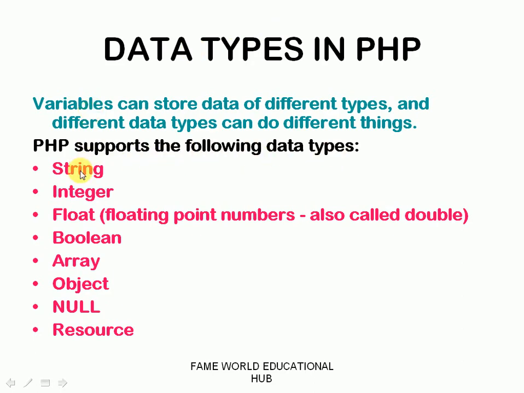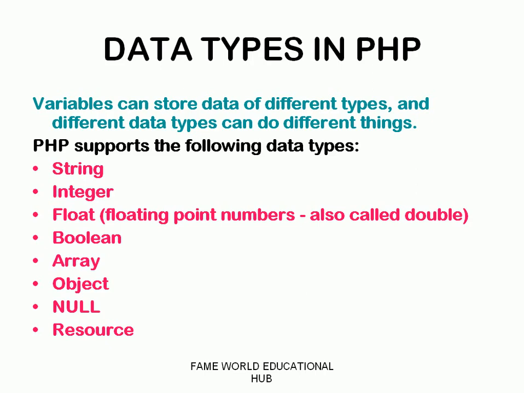PHP supports the following data types: string, integer, float, boolean, array, object, null, resources. These are the data types which are used in PHP. String, integer, float, which is floating point number, also called double. So double and float, the 2 different concepts here, is known as float only, and we will use float only. But remember, in PHP we do not have to declare the data type. Don't worry about it, we will go through that concept in the further videos.